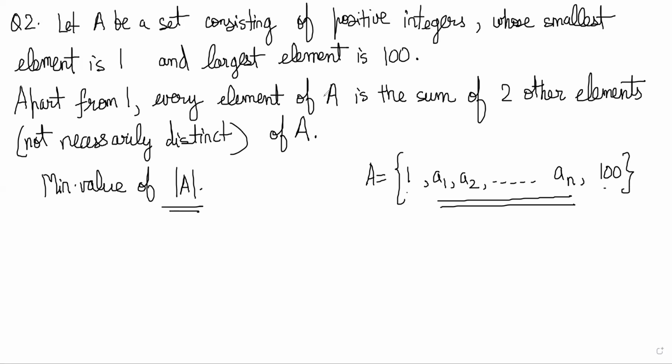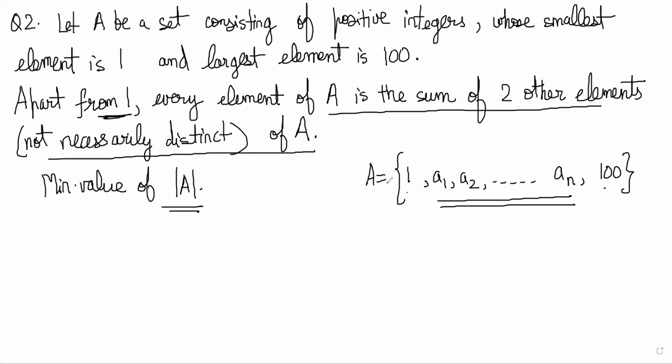Now what the question says, apart from 1, other than 1, every element of A is the sum of 2 other elements, not necessarily distinct, of A. So A1 should be the sum of 2 other elements, not necessarily distinct, right?